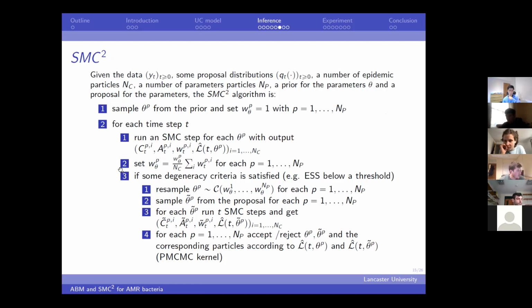But of course, at the end of each time step, we also have some kind of check on the quality of the parameters that we are using. And if the parameters are somehow bad, then what we are going to do is to resample the parameters and then accept or reject the new parameters.